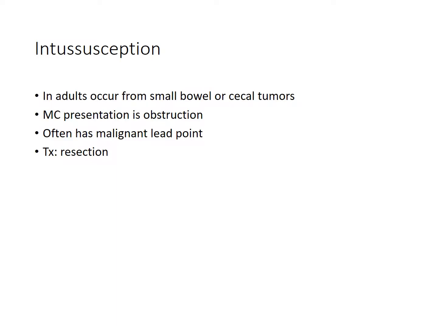Intussusception, this is in adults, usually from small bowel tumors or cecal tumors. They most commonly present as an obstruction. They often have a malignant lead point. So if an adult comes in with an intussusception, it's cancer until proven otherwise. And you need to resect these. You don't typically reduce these like you do in children.